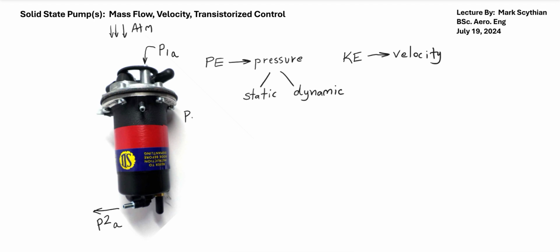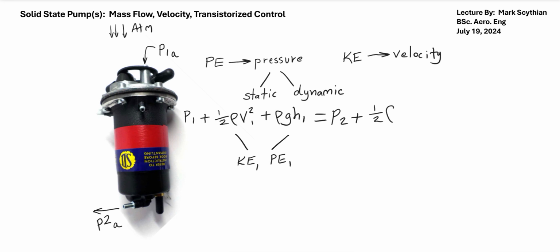So this is where we could split the Bernoulli equation across their equalities of KE and PE, we'll just call that 1 and 1, then having its equality to the output side, P2, fluid density rho v squared over 2, plus rho g h2.